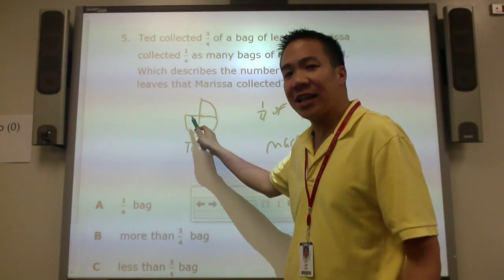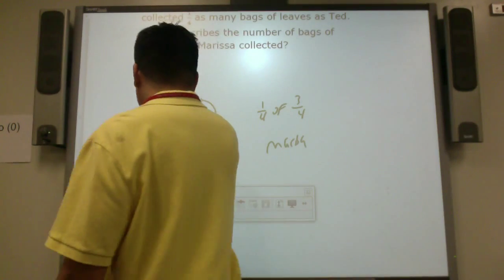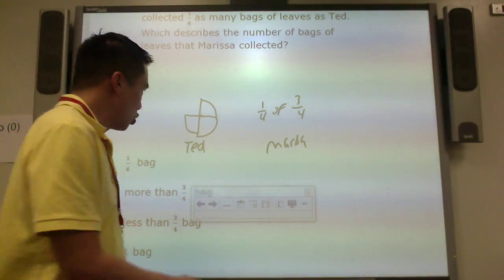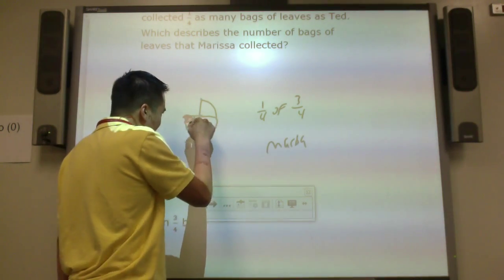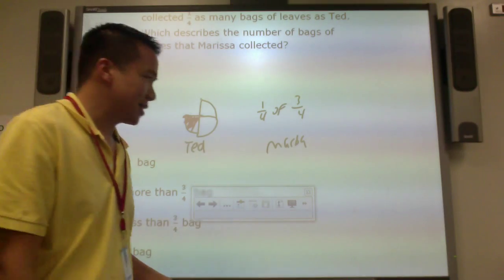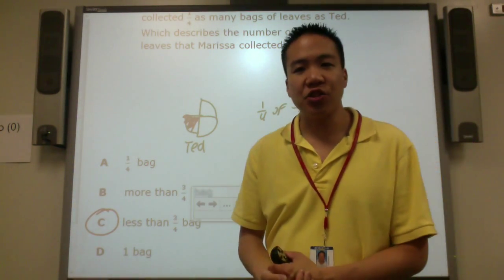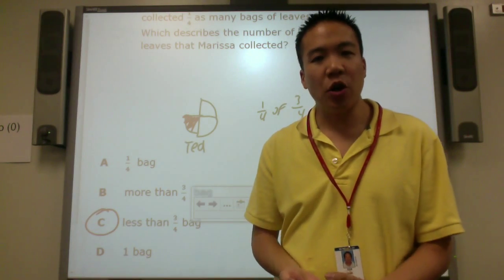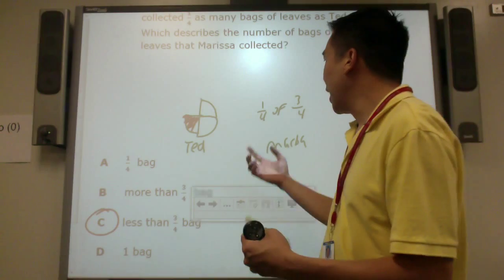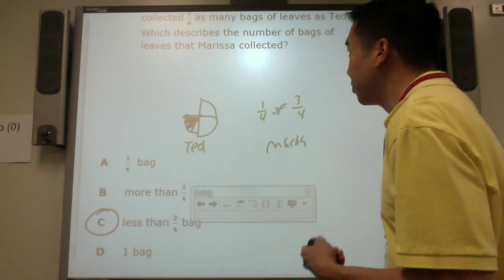So she's collecting a portion, a part of it. She didn't collect more. The answer is less. So she only collected this portion of it, 1/4 of what Ted collected, so much less. So when you multiply by a fraction or number that's less than 1 whole, it will make the quantity decrease. When you multiply by a number that's more than 1 whole, it will increase the quantity.